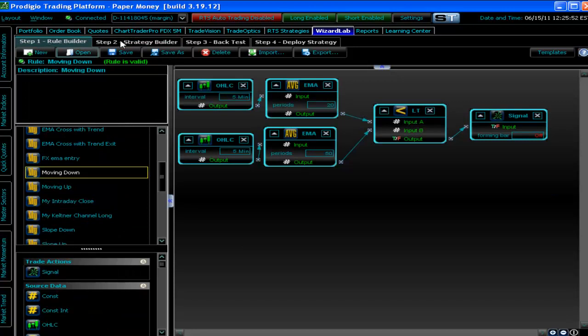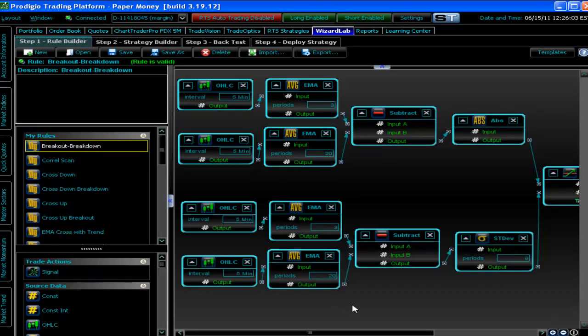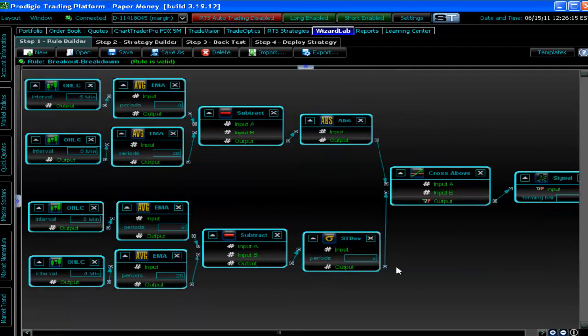So let me go and let me open up that rule for you. Once again, that was a rule called breakout, breakdown. So this is what I had up at the very beginning of the presentation. I kind of want to walk you through the logic of this rule and what it's doing. As you can see, it looks very simple.